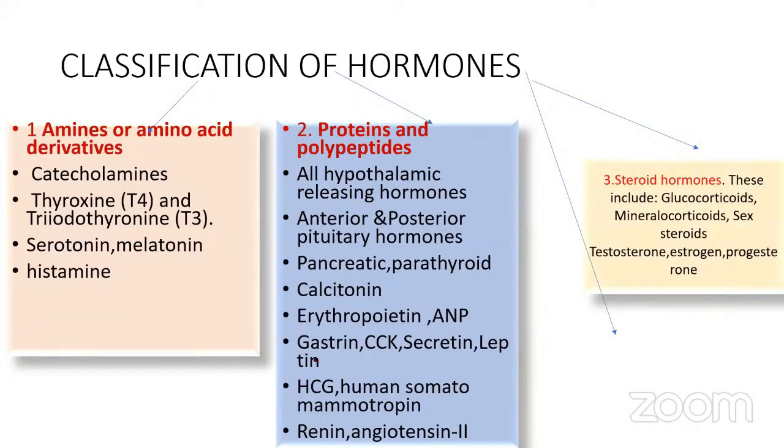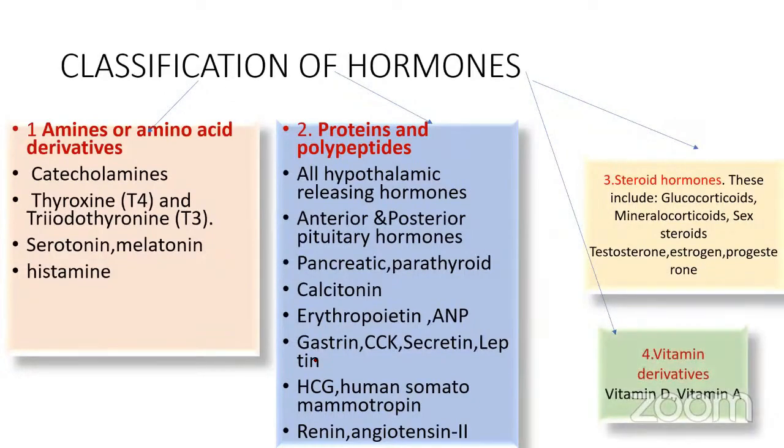Which are the steroid hormones? These are important. These are mineralocorticoids from the adrenals, glucocorticoids, and sex steroids like testosterone, estrogen, and progesterone. These are the hormones released from the adrenals. And vitamin derivatives, vitamin D and vitamin A.